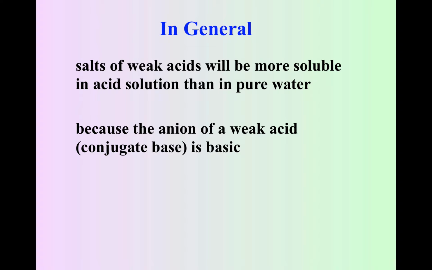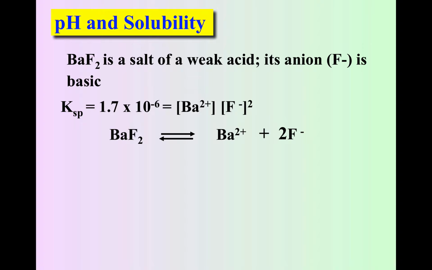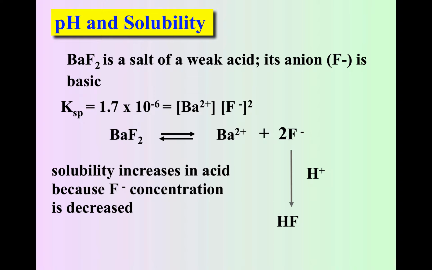All right, salts of weak acids are more soluble in acidic solution than in pure water because the anion will react with the acid. So if I've got anything other than one of the ions associated with the strong acids, H plus is going to react with that conjugate base. So if I have barium fluoride, fluoride ion is the conjugate of hydrofluoric acid. So if I put H plus ion in there, it's going to be a spontaneous reaction. That fluoride ion is going to be taken out just like hydroxide would. And it's going to shift the equilibrium towards the barium ion concentration side. So you're going to increase the barium concentration.